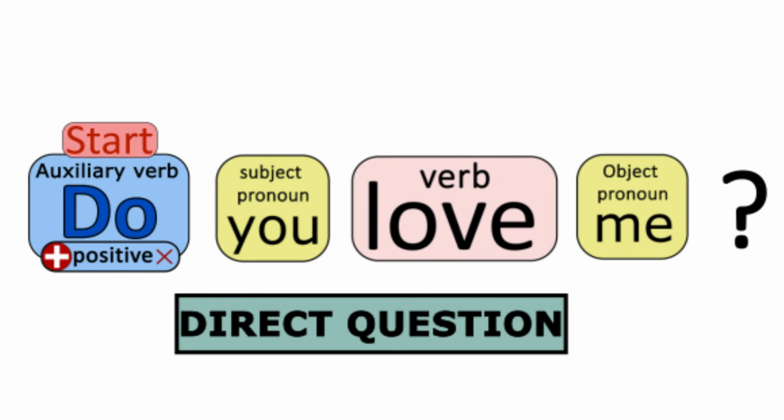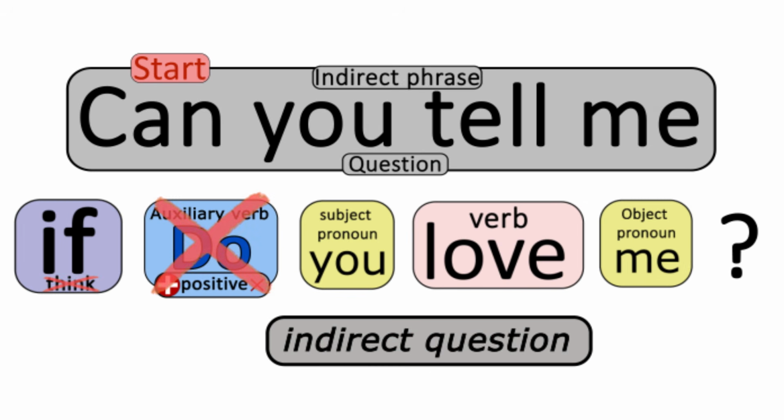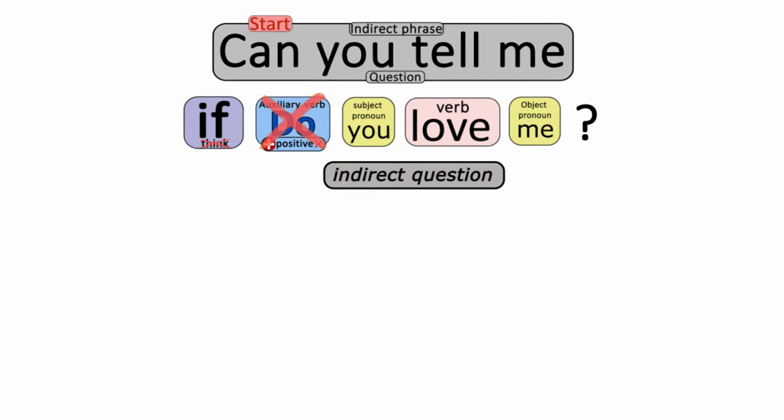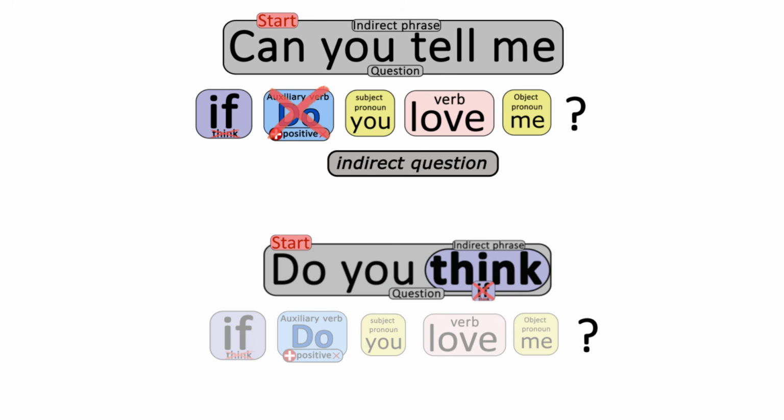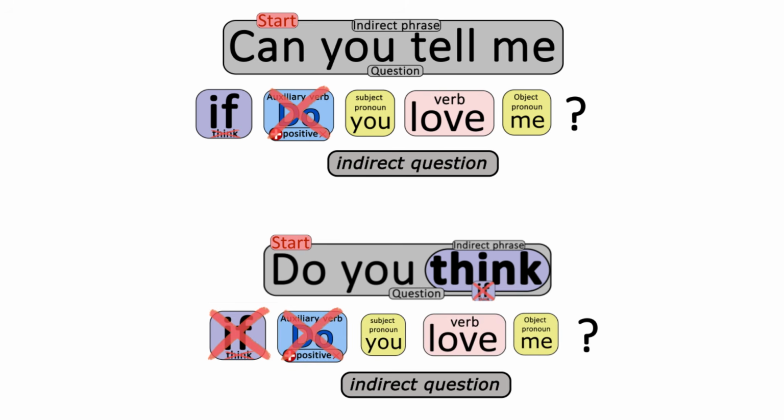Do you love me? We're starting with the auxiliary verb do in positive. So the indirect sentence needs if, but no do. Let's use the same direct question, but this time in the indirect phrase, let's use think. If we use think in the indirect phrase, we don't use if, we omit do. So we have, do you think you love me?